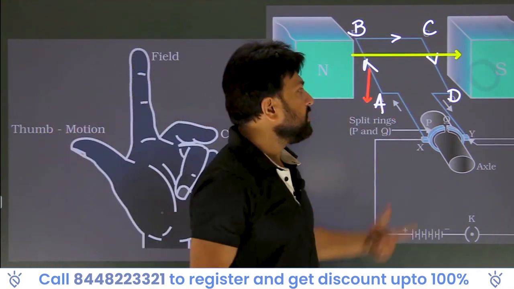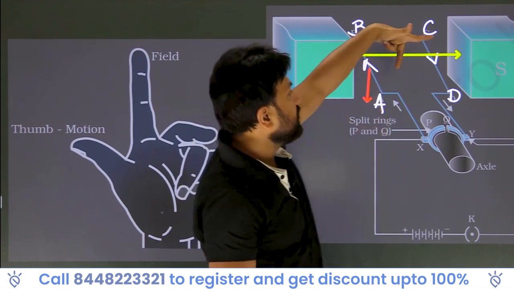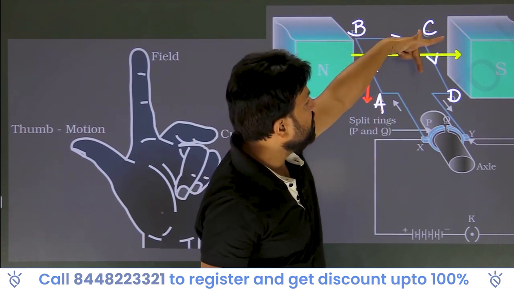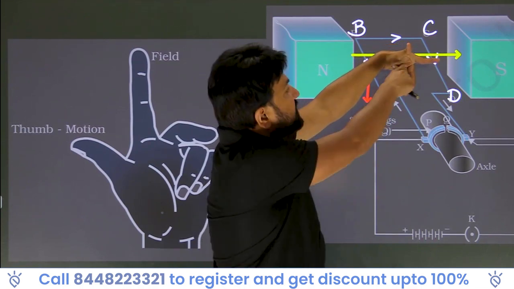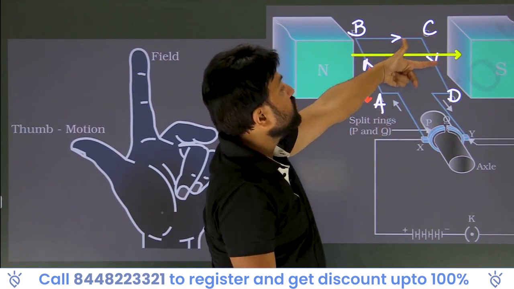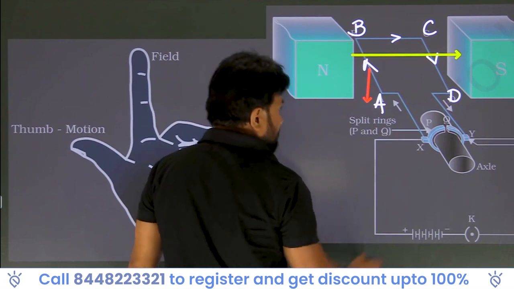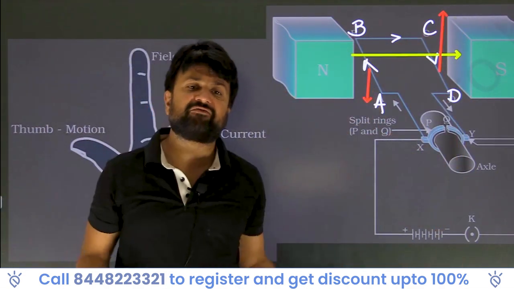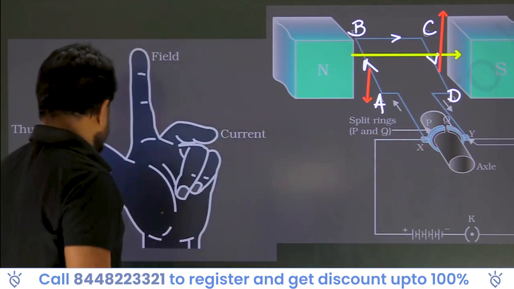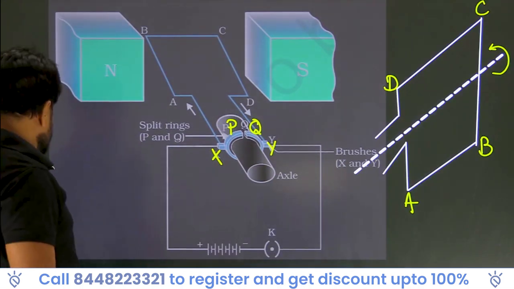Similarly, for CD, place your middle finger along the direction of current, your forefinger along the direction of field, your thumb shows the upward direction of the force. That is the Fleming left hand rule. Simple, very simple. Okay, now let me come to the point.